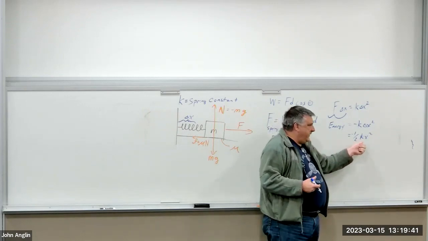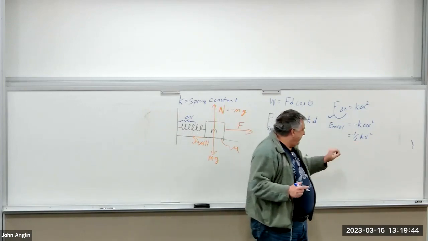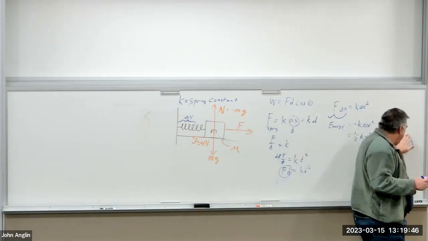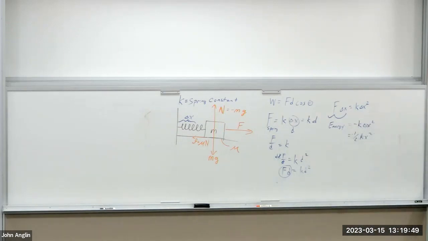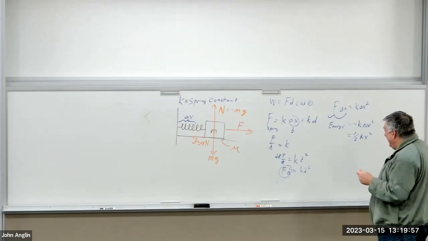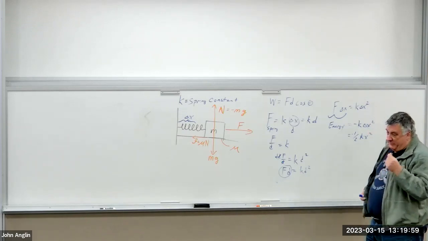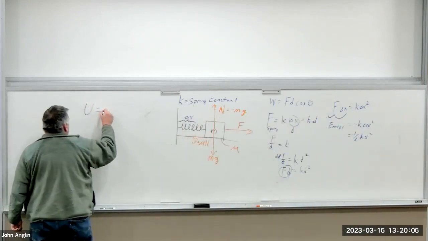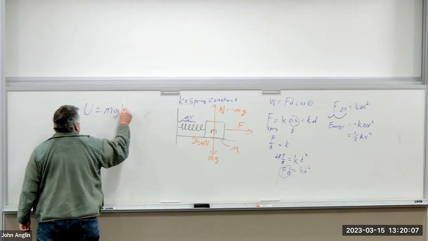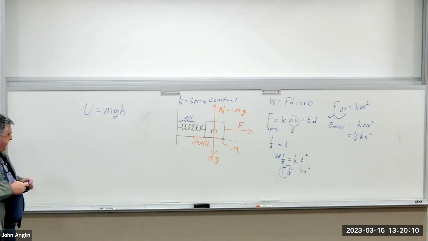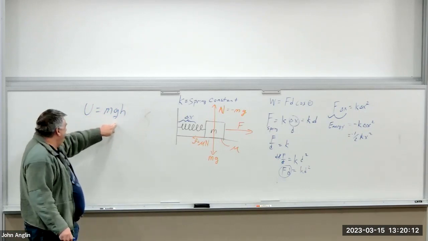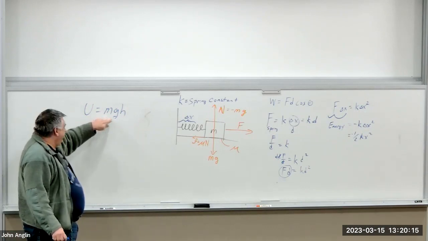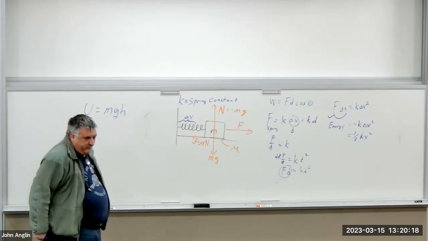Except now, here's the difference. In gravitational energy, with gravitational potential, remember, gravitational potential looks like this, right? It's dependent on the acceleration due to gravity, the mass of the object, and the height it is above whatever you've called zero.